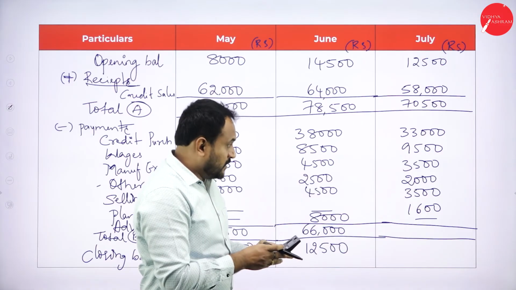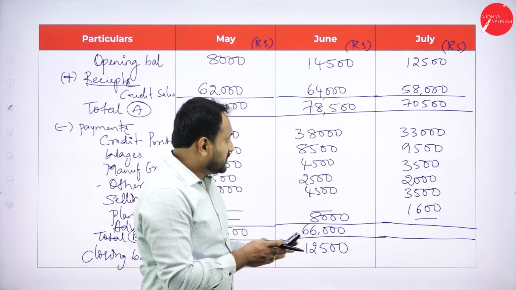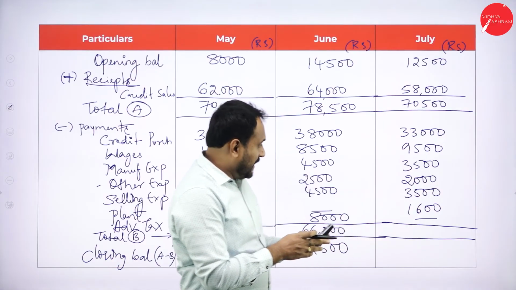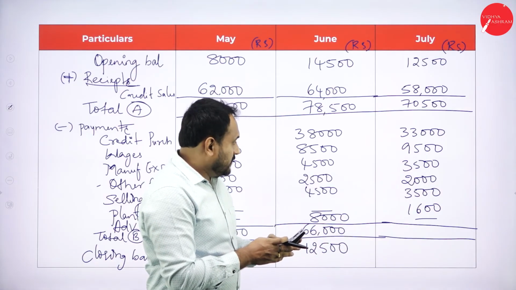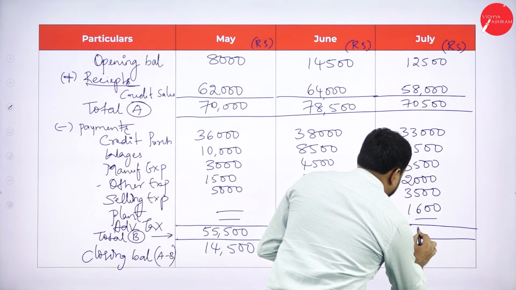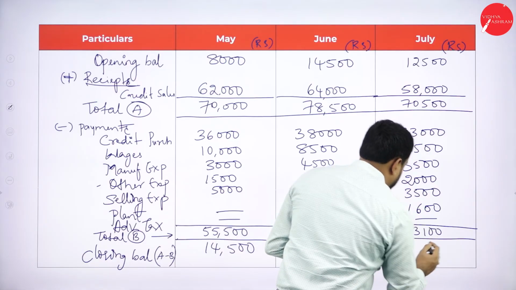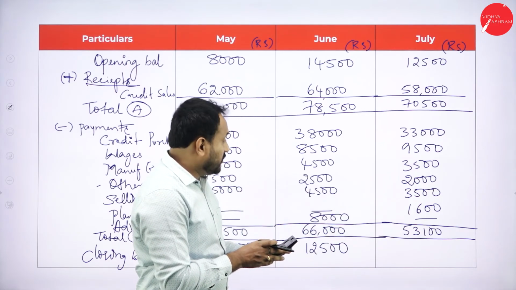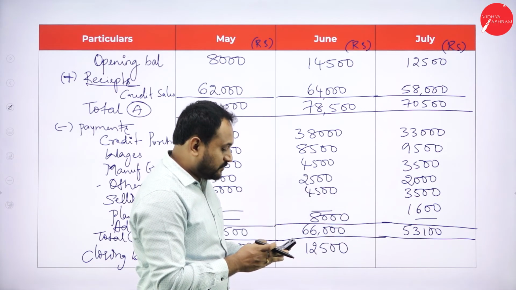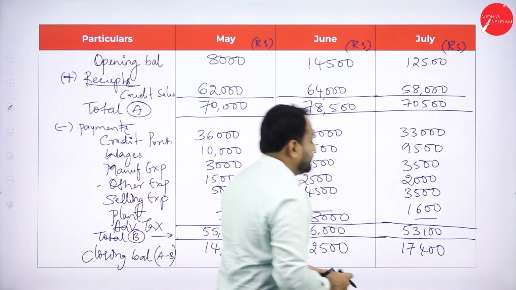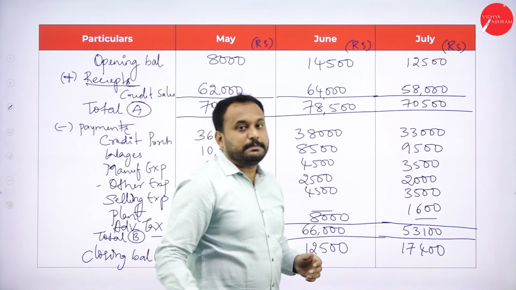33,000 plus 9,500 plus 3,500 plus 2,000. See, you are very fast than me. I know that. You are actually faster. So we got 5,300. That I need to now do 70,500 minus 53,000, that is what I should go with. So we got 17,400. So this is what the entire cash budget of May, June, July is.